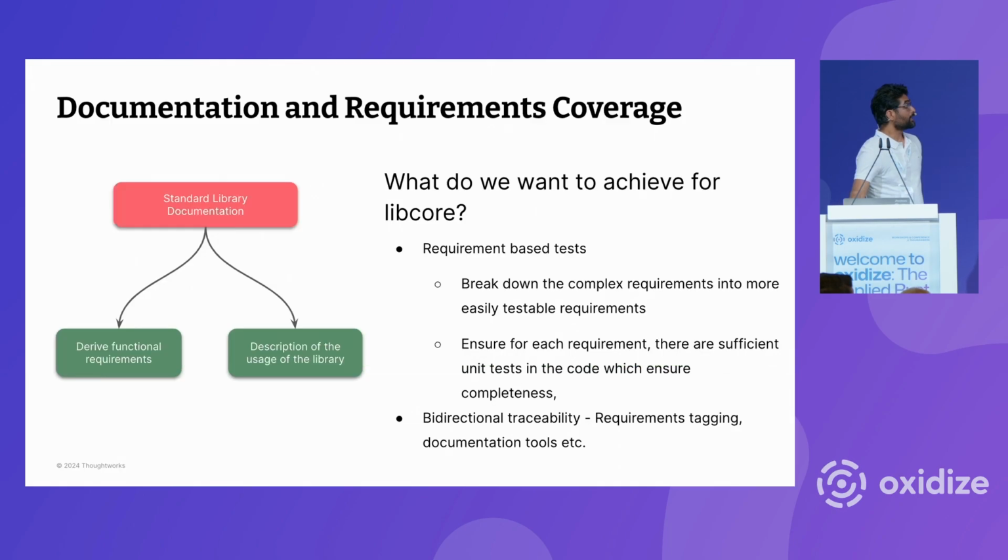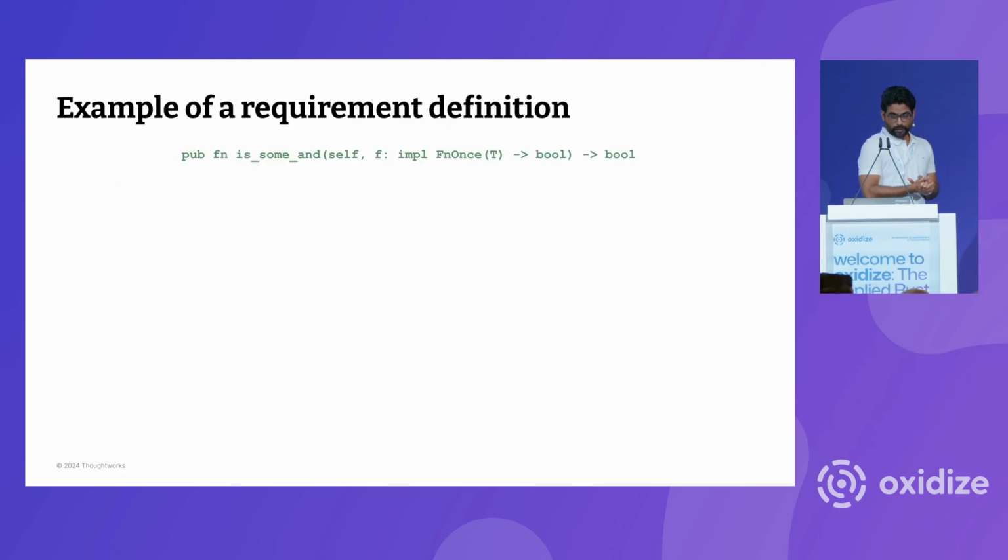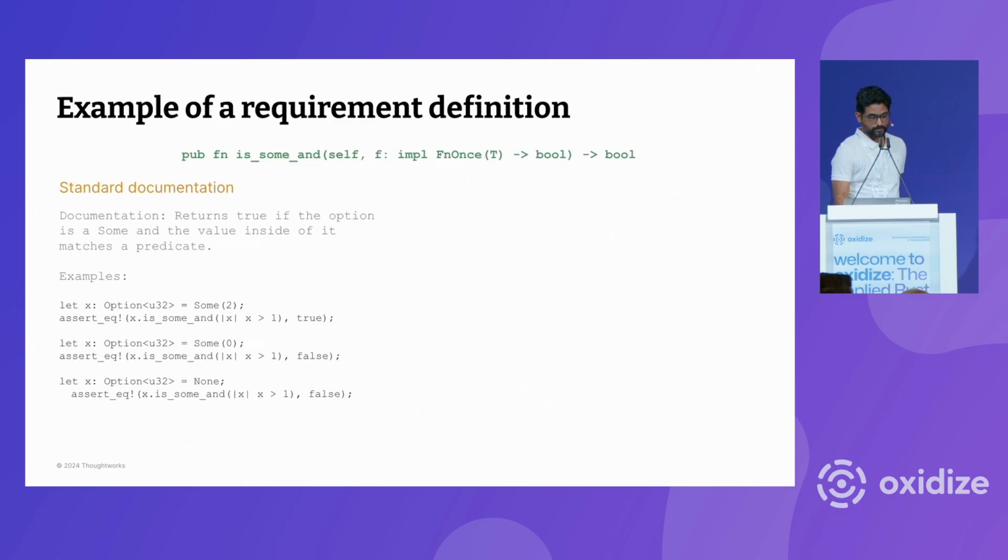So what do we mean by formal requirements, and why do we need to do that? Here's an example. This is a simple function in Rust's core library option module. It's is_some_and, and this is the standard documentation which we find in the core library documentation. All it does is, in one statement, return true if the option is some value and the value inside of it matches a predicate function, right? And there are some examples.